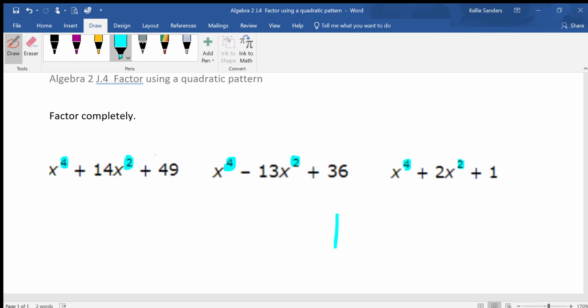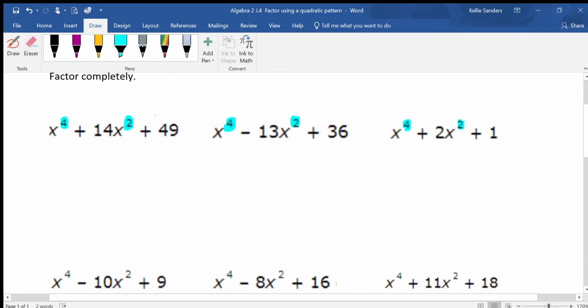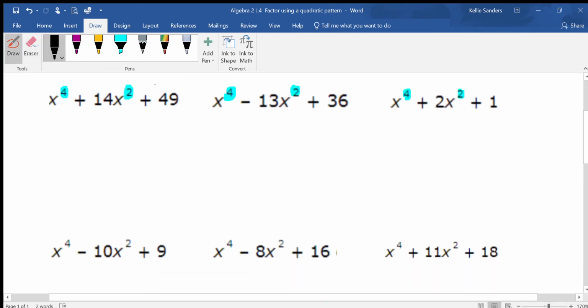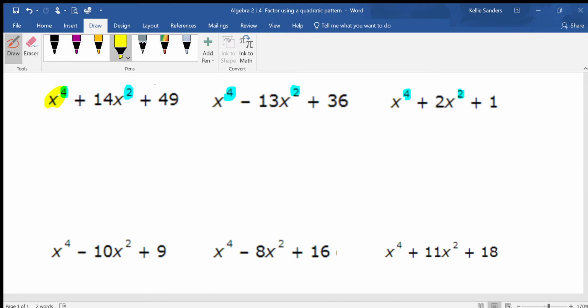But to start off with, we're going to use the same concepts that we've been doing. And so the leading coefficient is 1, so there's nothing special there. So 2 parentheses. Now on these, you're not just going to put x and x, because x times x does not give you x to the 4th. What would give you x to the 4th? X squared. Okay? And then you're going to use the same rules. Multiply to get 49, add to get 14 would be 7 and 7.